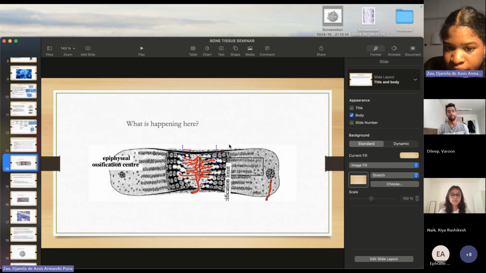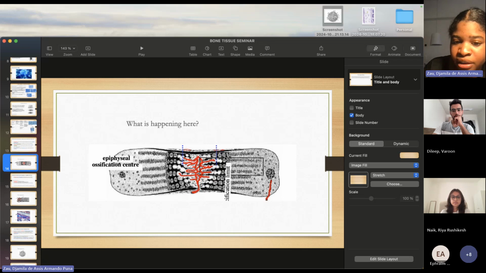Okay, so epiphyseal growth plate, guys. Basically, this is the epiphyseal growth plate. It's just what's in between the epiphyseal and the diaphyseal. It's just this. However, there are some important things happening here. That's why they want us to learn about it.